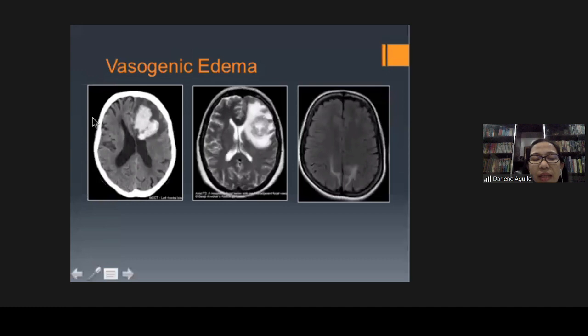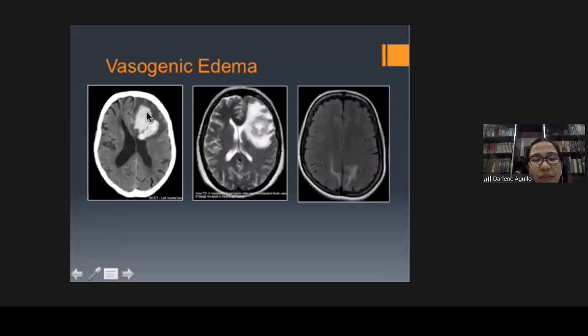So yung first, is this CT or MRI? This is an intraparenchymal bleed, left frontal lobe. So acute bleed, so acute hemorrhage. Puti ang dugo. So this is CT scan. Mahirap makita ang dugo sa MRI.